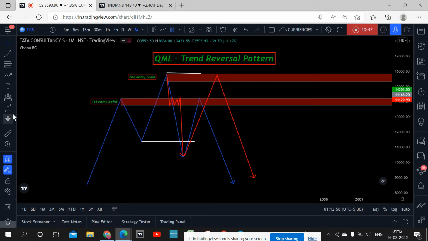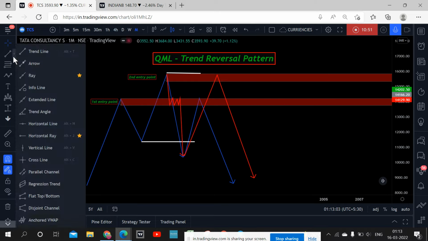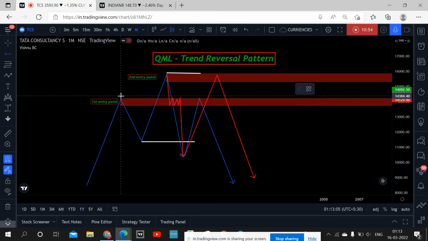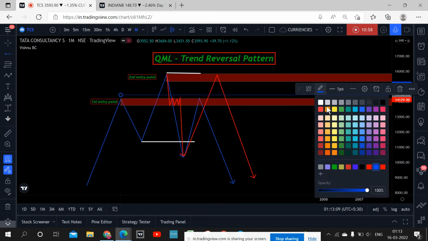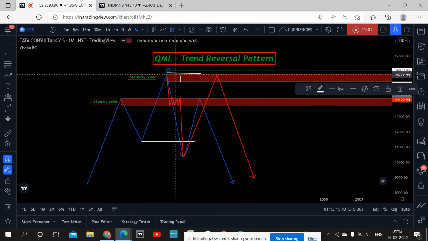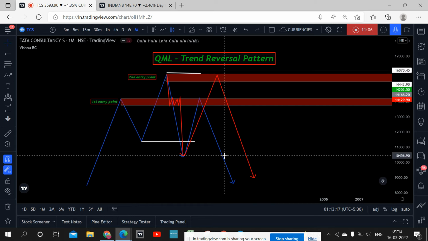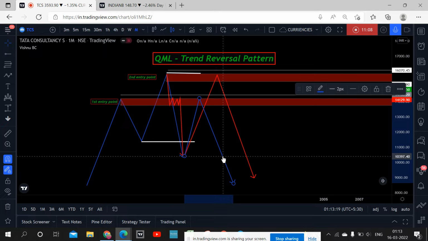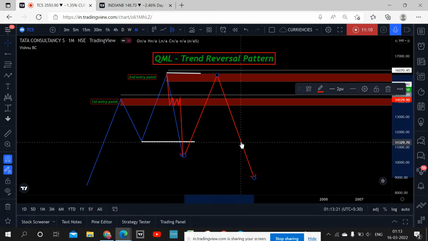Your entry should be within this range, and your stop loss will be exactly above your range with some buffer. Okay, vice versa on top also. Okay, once again I will explain it.